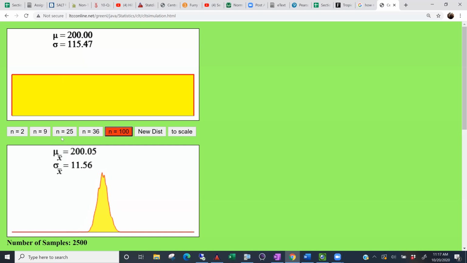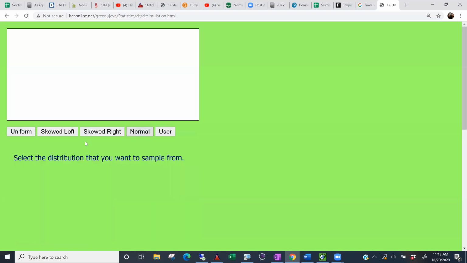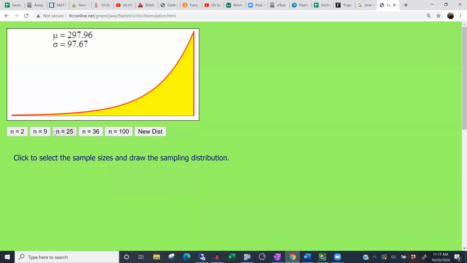So a couple things going on there. Let's do a new distribution. This time we'll pick one that's skewed left. This one has a mean of just under 300 and a standard deviation of 97.67. We're going to sample from this, starting with samples of size 9. Take a sample of size 9. We'll take thousands of samples of size 9. Each sample of size 9 is going to be one observation. We're going to calculate the mean of those samples of size 9 and then look at this distribution.